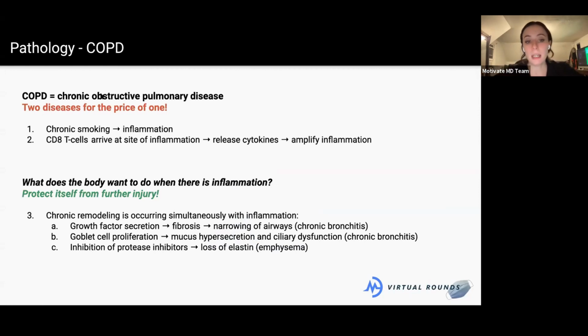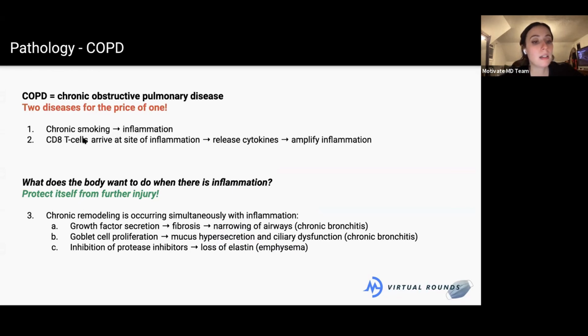So with COPD, this is kind of two diseases for the price of one. You have chronic bronchitis and you also have emphysema. Those both fall into the category of COPD. It is caused by a couple of things. Number one, chronic smoking. Smoking is a big cause of COPD. It causes inflammation, which will lead to the changes we'll see down here later.